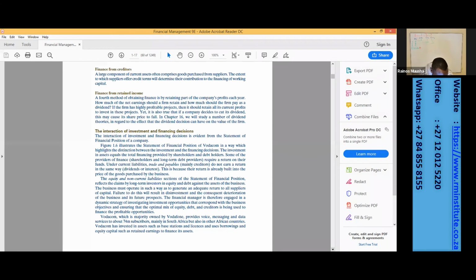And another way is financing from retained earnings. So this is basically where the company can utilize the retained earnings as a way of financing their projects. When they're utilizing the retained earnings, in most cases, you find the issue of retained earnings when the company is making a decision to say, we want to maintain our financing mix.